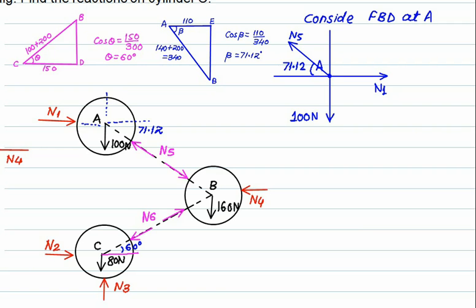Now we have three forces and the body is in equilibrium, so we can very well apply Lamy's theorem to find the angle between the forces. What is the angle between N5 and 100? It is 90 plus 71, which is 161.72. The standard angle between 100 and N1 is 90. The remaining angle you can find by subtracting the remaining two angles from 360, which is 108.88.